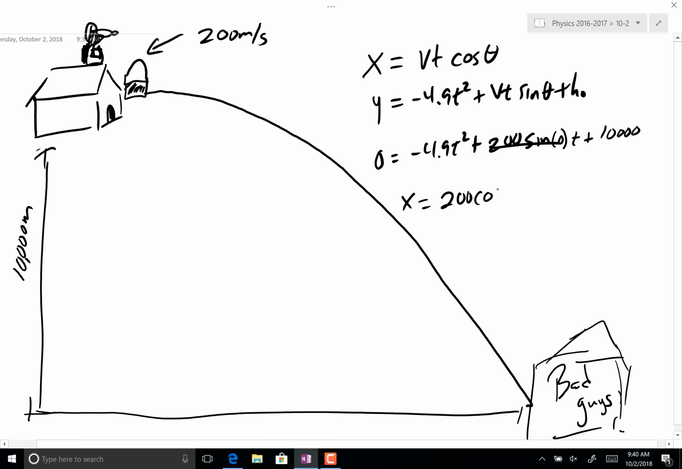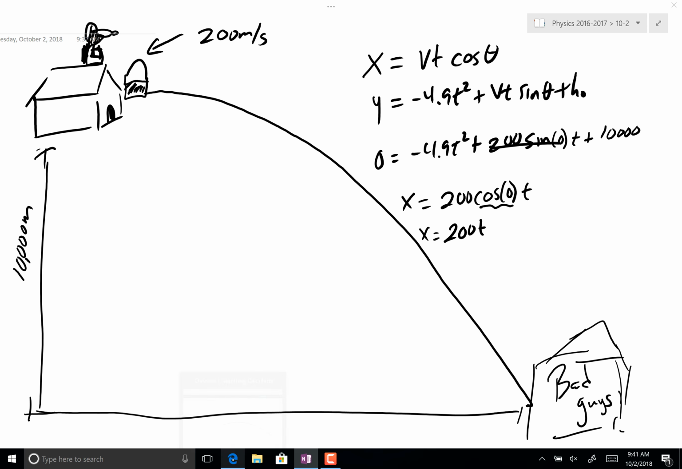Now, what is the cosine of 0, friends? This one is 1. So in other words, all of the velocity is in the x direction, yes? All of it is in the x direction. So when I do this, take this baby here, set it equal to 0, solve it.